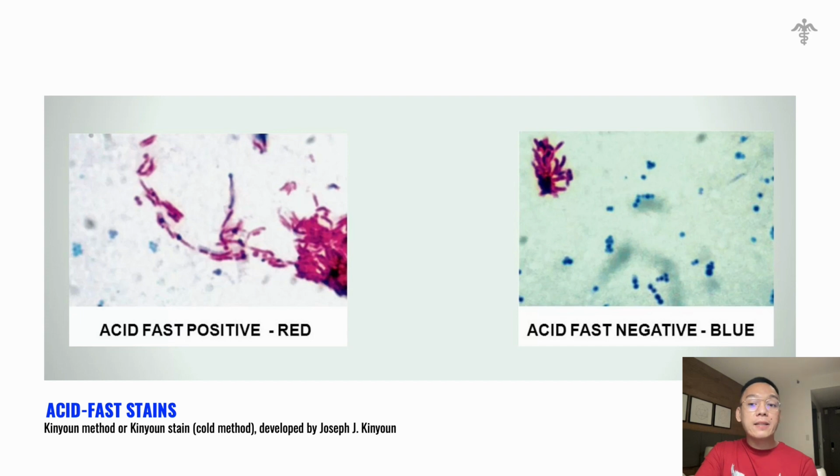On the other hand, the cold acid-fast stain, also known as the Kinyoun method or Kinyoun stain, was developed by Joseph Kinyoun. It shares the same principle as the Ziehl-Neelsen stain, but in this method we don't use heat. Rather, this is also called the cold acid-fast stain, showing you images of acid-fast positive organisms in red and acid-fast negative organisms in blue.